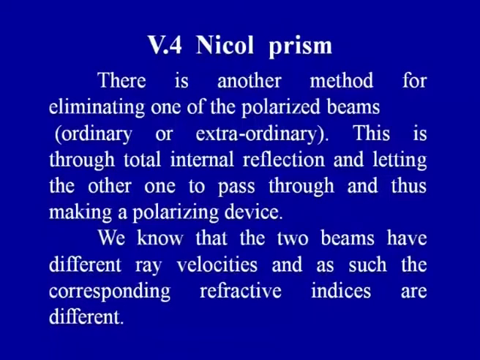Now we come to another interesting device that works as a polarizer, the Nicol prism. There is another method for eliminating one of the polarized beams, ordinary or extraordinary. This is through total internal reflection and letting the other one pass through, thus making a polarizing device. It's a very ingenious method.